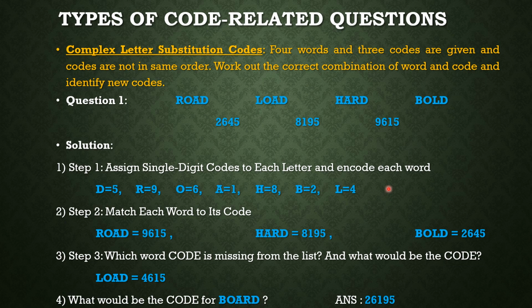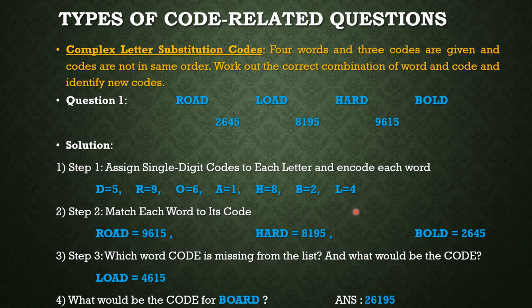So now we have figured out that load is not having any code given, and road is aligned to 9615, hard is aligned to 8195, and bold is aligned to 2645. Based on this finding, there can be another question to find out the code for a missing word, which is nothing but load. So let's start pulling the code for the word load.